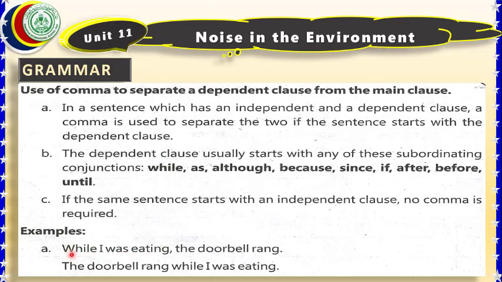Secondly, this while is subordinate conjunction. It is in the beginning. The while is telling us that this is dependent clause. If dependent clause is in the beginning, we shall write comma. Otherwise, no.